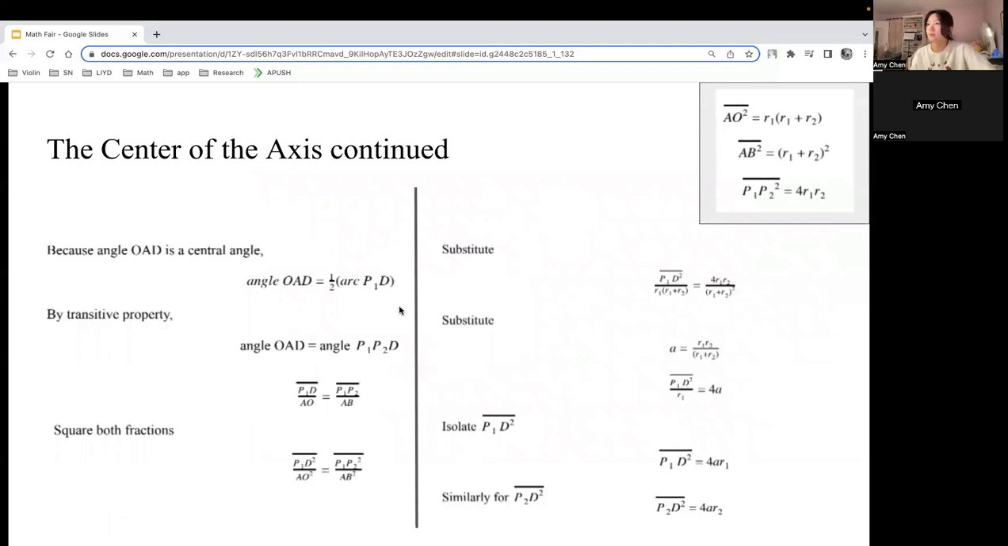Considering right triangles P1P2D and ABO. Consider triangle P1AD. Because its two sides P1A and AD are radii of the circle centered at A, P1AD is an isosceles triangle. Therefore, altitude AX bisects arc P1D. Therefore, triangle ABO and triangle P1P2D are similar by angle similarity, yielding the following ratio. Substituting the expressions for AO, AB, P1P2 from prior proofs, we get that P1D squared equals 4AR1 and P2D squared equals 4AR2.